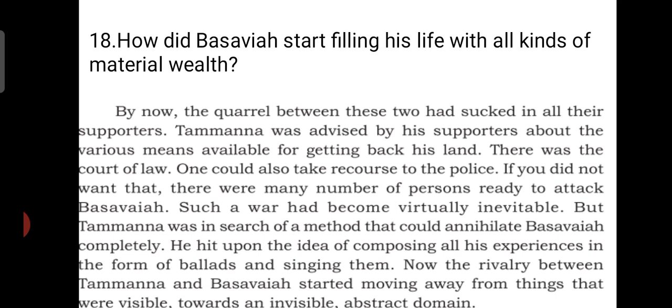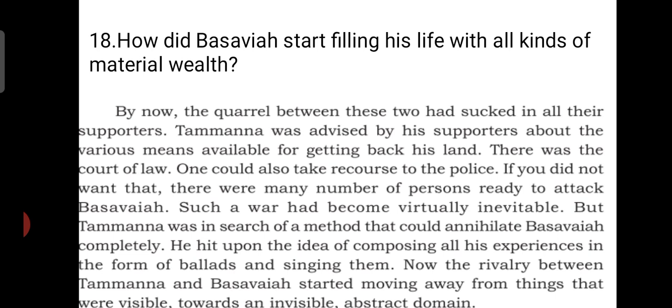So what happens now? Basavayya is acquiring the land of Tamanna by force, 200 acres. Now what happens? Tamanna's friends are telling him, get back that land. They are giving him various ideas, but Tamanna doesn't want all those ideas. He has some new idea. What is the new idea? To completely destroy Basavayya. What does he do for that? He hit upon the idea of composing all his experiences in the form of ballads and singing them.